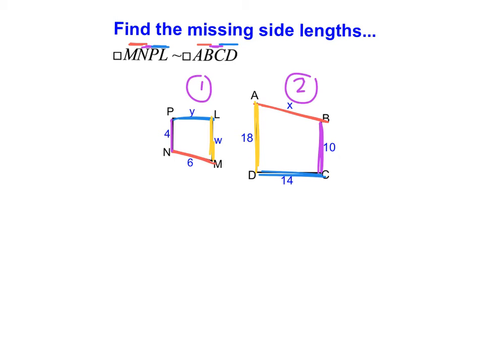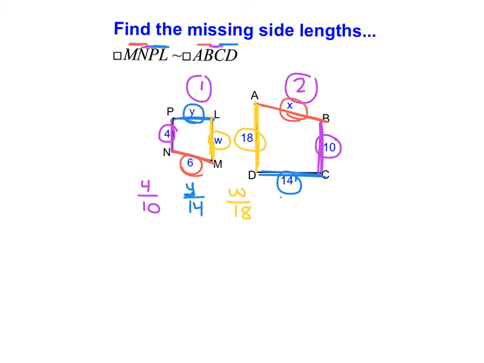So I'm going to start with the purple side first. So we have 4 over 10. Then I'm going to look at the blue side. So I have y over 14. That's a y, not a 4. Sorry, my bad handwriting. Then look at the yellow side, w over 18. And then I look at the red side, 6 over x. So I've got 4 ratios here, and I'm going to use these 4 ratios to help me find my 4 missing variable values.